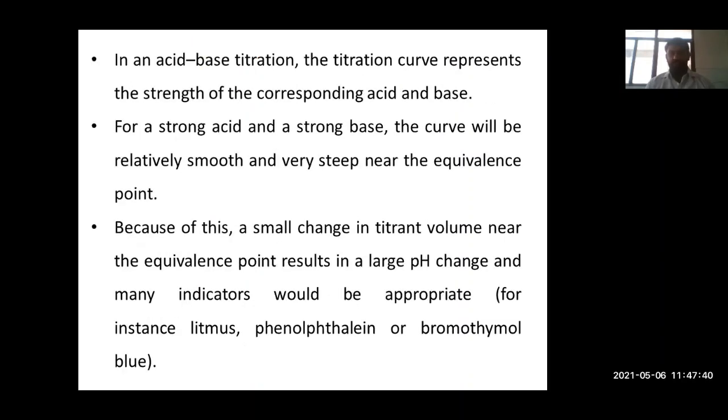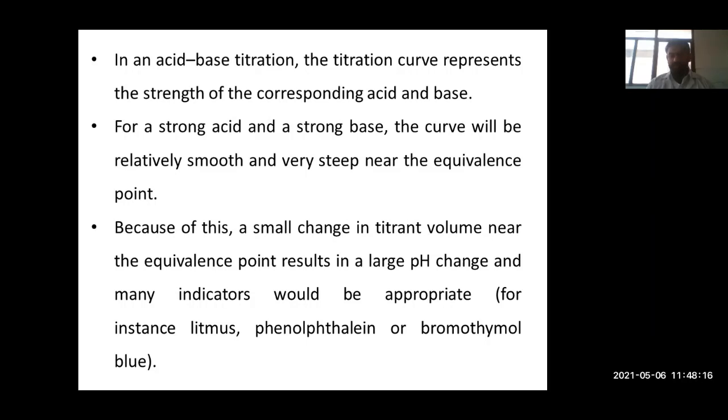In acid-base titration, the titration curve represents the strength of the corresponding acid and base. For a strong acid and a strong base, the curve will be relatively smooth and very steep near the equivalence point. Because of this, a small change in the titrant volume near the equivalence point results in a large pH change, and many indicators would be appropriate to judge the endpoint.